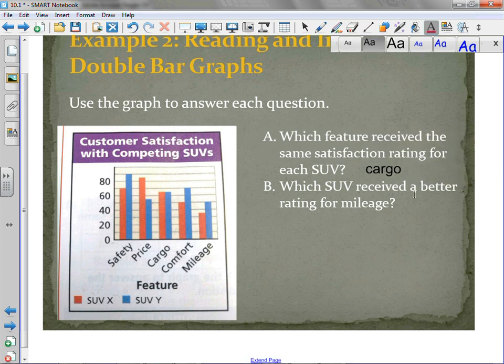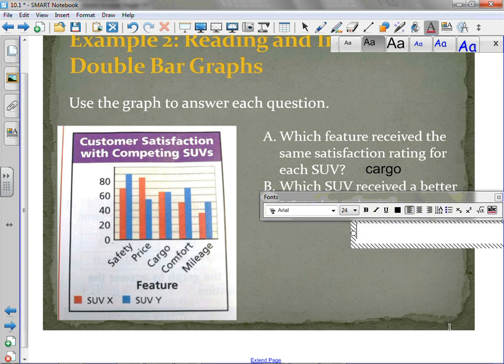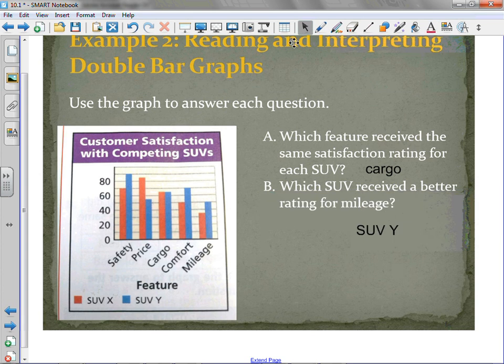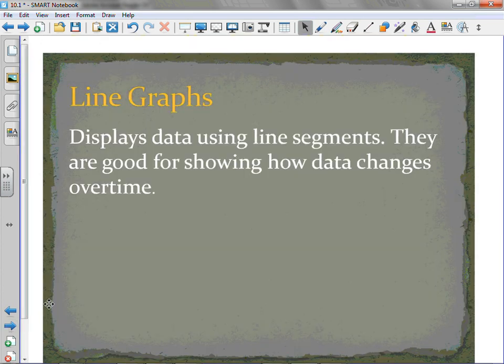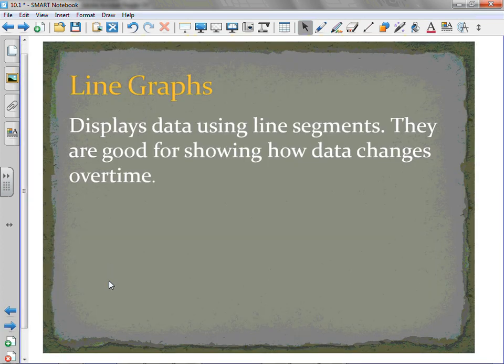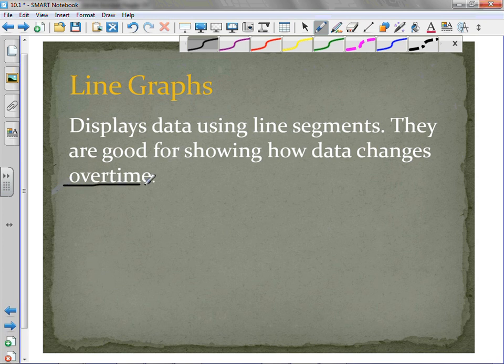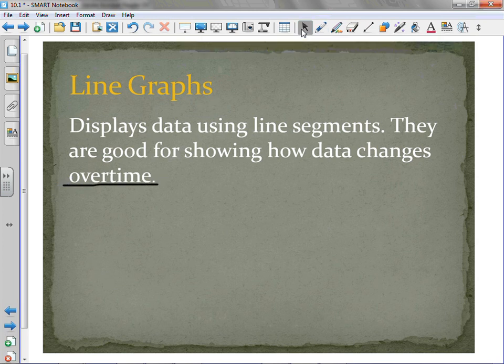B, which SUV received a better rating for mileage? So I'm going to go to the mileage category and see which bar is higher. That's SUV Y. The next type we're going to talk about are line graphs. Line graphs are really good to see what changes over time. So if you see a situation that uses the words over time or time is being compared, chances are you should use a line graph.